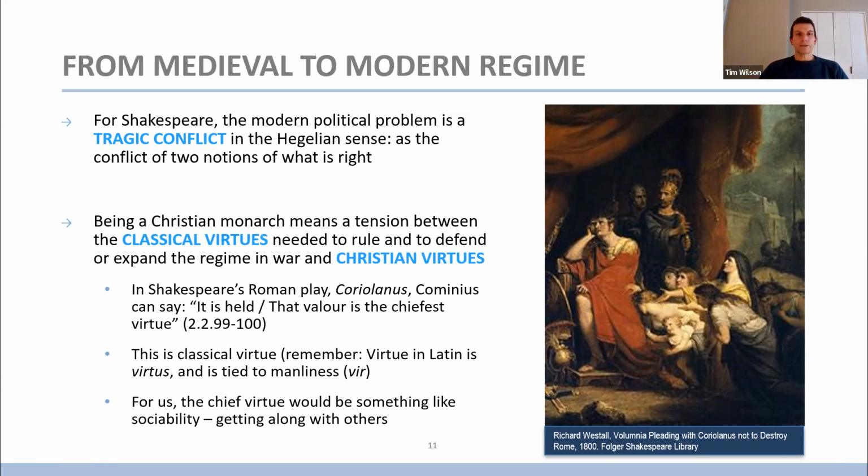So here, I think for Shakespeare, the modern political problem is this type of tragic conflict between two notions of what is right, the classical and the Christian. And Shakespeare, I don't think, was thinking in Hegel's terms, that there'd be some sort of higher synthesis to be had, but that we had to live within that tension and bring them together.